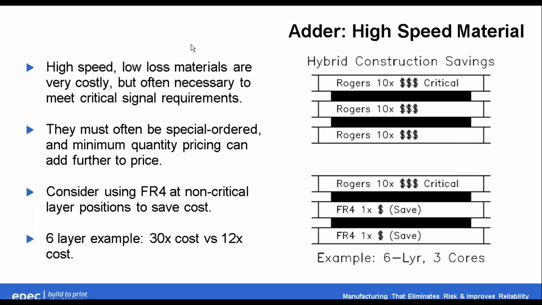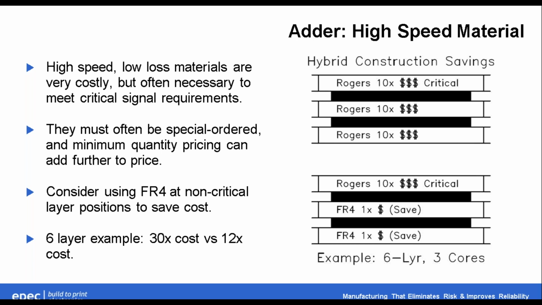High-speed, low-loss materials are very costly, materials like Rogers, Taconic, etc., but they're often necessary to meet critical signal requirements, like an antenna or so forth. These materials usually have to be special ordered, and minimum quantity pricing can also kick in, and that'll add further to the price. You want to consider using FR4 at non-critical layers to save cost. This is if you have a multi-layer. If you have a double-sided board, you're kind of stuck, but with multi-layers, the cost can really add up.